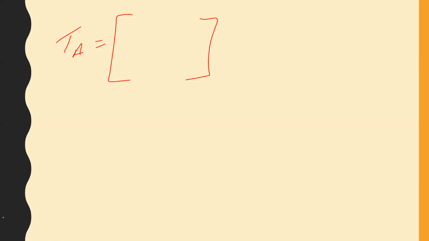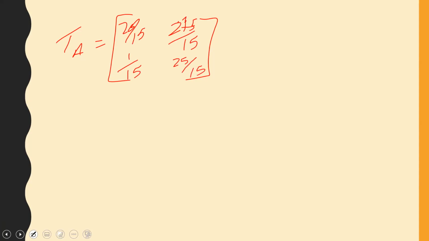We have to be a little more efficient on these things now, students. We can't be spending so much time on this. So we have your 20 over 15, 275 over 15, 1 over 15, and 25 over 15. We okay with that? Yes, sir.